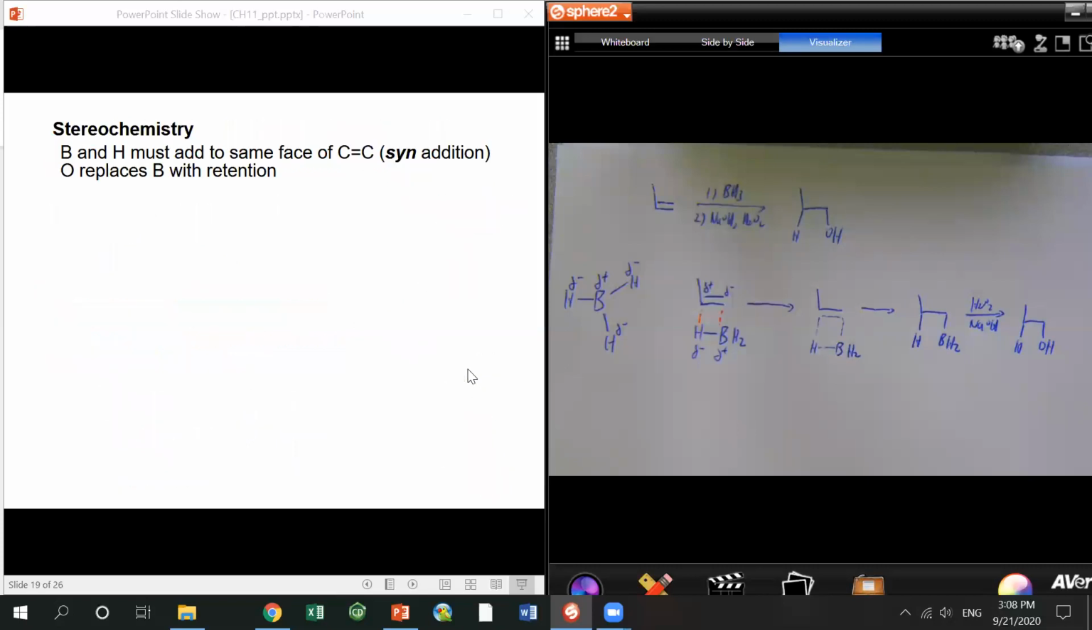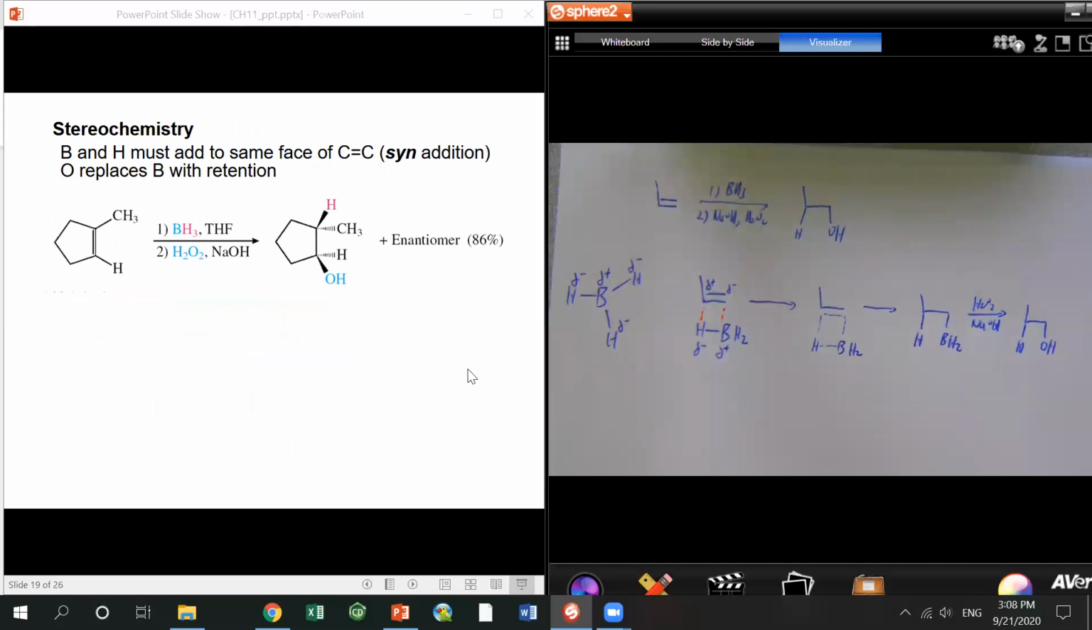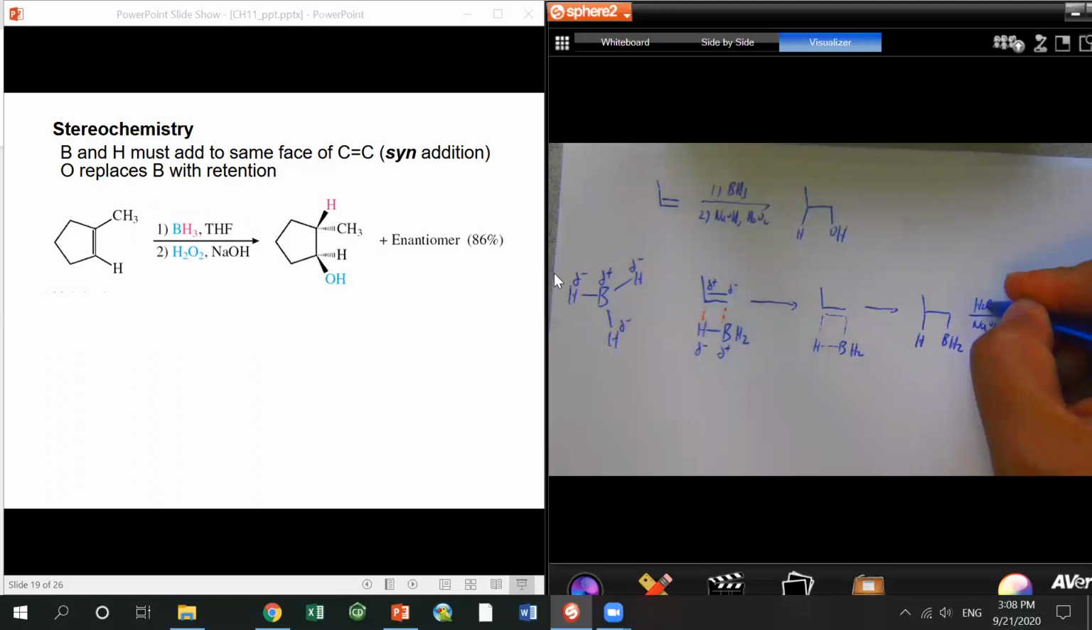And in this case, we can compare with the third way we make alcohol. What's on the top is hydrogen peroxide, H2O2. That's an oxidation reaction, so that's what we call the hydroboration oxidation reaction.